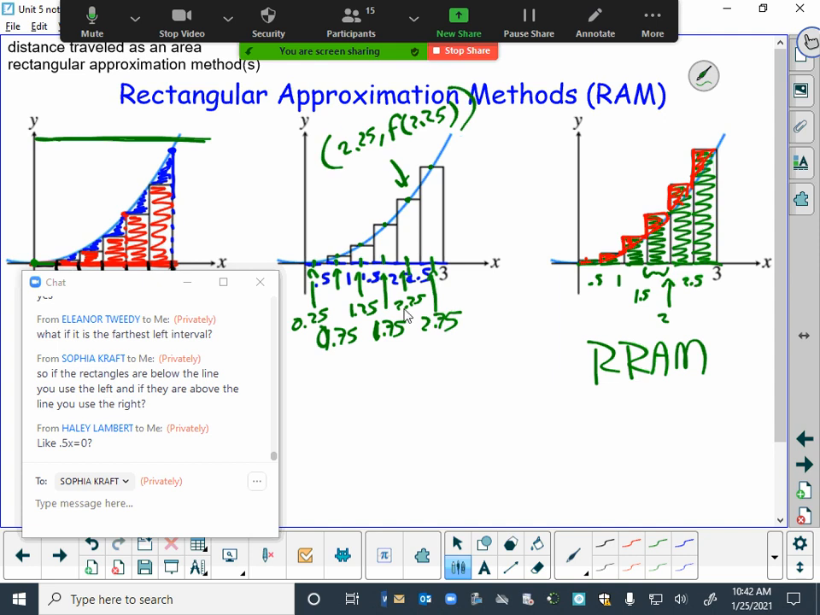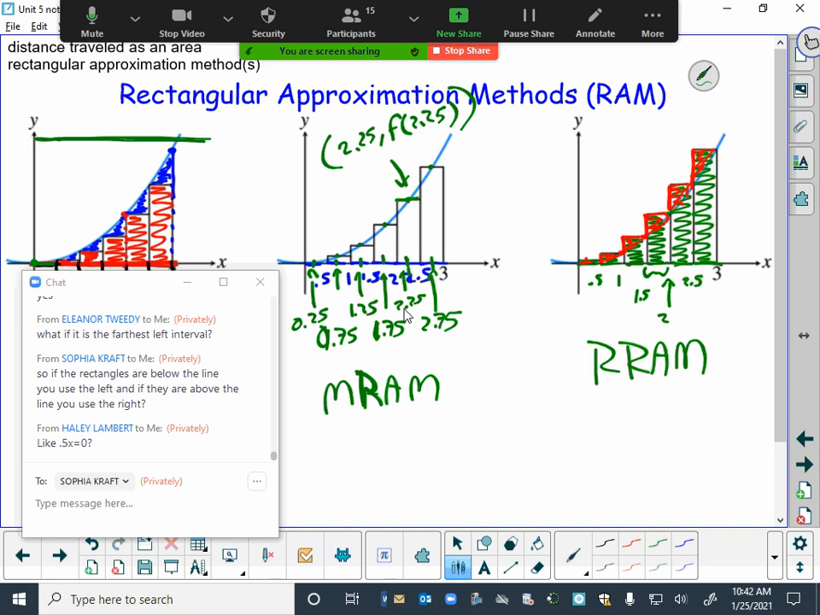And it says use that as the height. Use the one in the middle. If the left is too small and the right is too big, then let's go right down the middle with something. And they're going to call this one MRAM. Okay. And really, with these approximation methods, these rectangular approximation methods, that's just 3 of them.